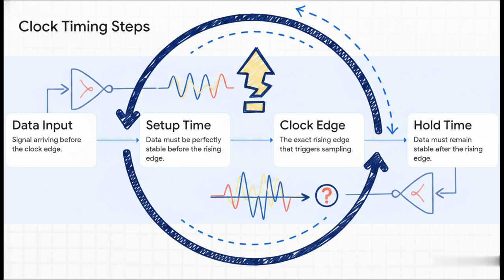For a flip-flop to reliably capture data, it has to follow a super strict sequence. First, the data input arrives. Then comes the setup time. The signal must sit completely stable before the clock edge hits. Third, the clock edge triggers the capture. Finally, the hold time, where the data stays stable for just a fraction of a moment longer. If you violate that setup or hold time, the system falls into a critical failure mode known as metastability, where it literally can't decide if it's a 0 or a 1. It's a total disaster for the chip.